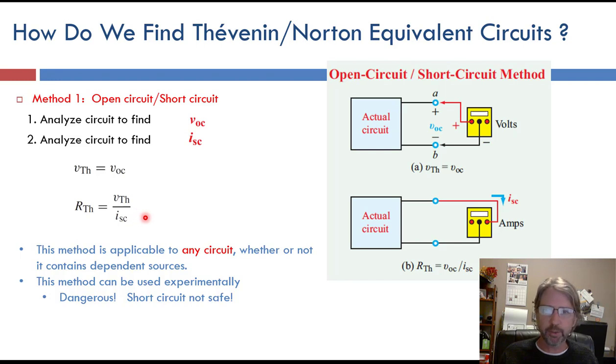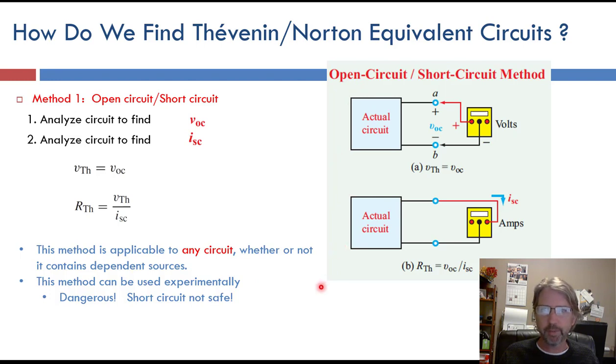And we could also get the Norton current. It's the short circuit current also. So with these 2 analyses, you get the Thevenin or the Norton really easily. This method works for any circuit, whether it has dependent sources or not. And it can also be used experimentally. You can see here we've got a meter hooked up.